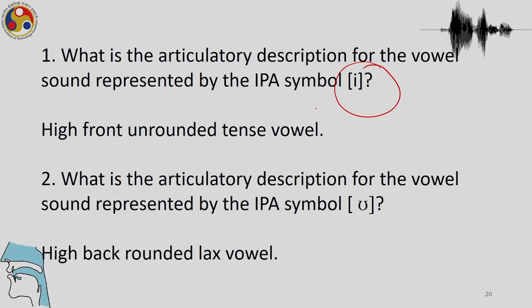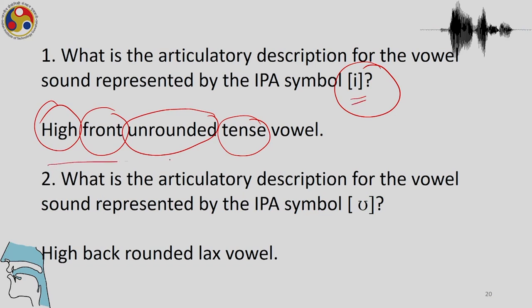So what happens in the production of E? There is a narrowness in the front cavity, that's why it's a front vowel. The tongue position is high, it's a high vowel. It's unrounded and it is also tense because it uses a certain amount of tension in the muscles of the tongue. So when you talk about the IPA symbol E, these are the four properties which will distinguish this vowel. And this is how we give a label to these symbols.